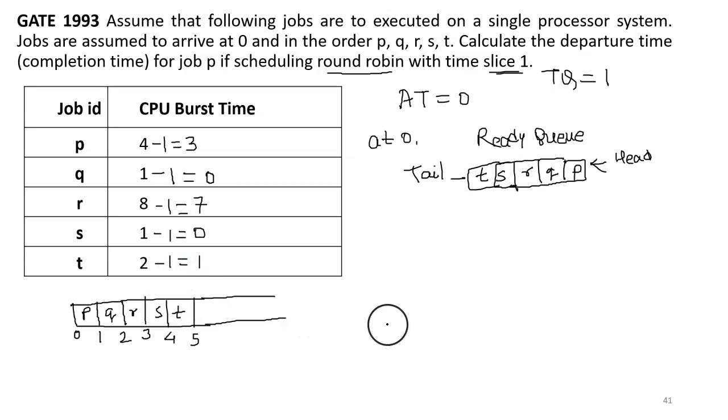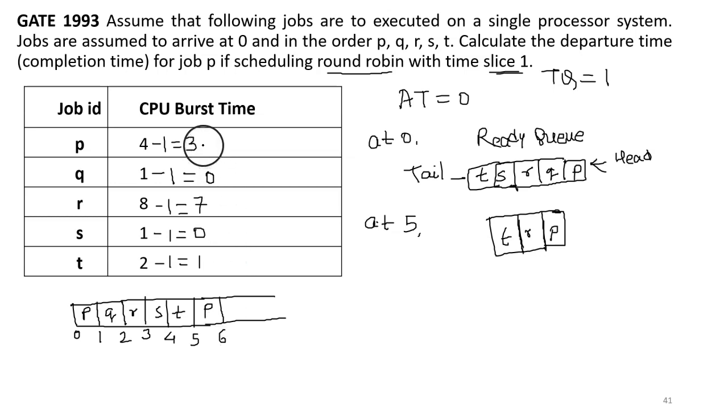So here up to 5, all processes have been executed in a round robin pattern with time quantum of 1. Job Q and job S are successfully executed. At time 5, the ready queue will be like this: P, R and T. Only 3 jobs are there in the ready queue. So CPU will be given to job P for unit time 1. Total time is 6.